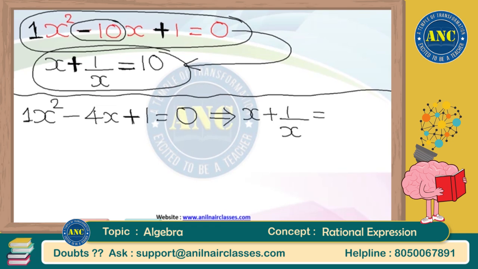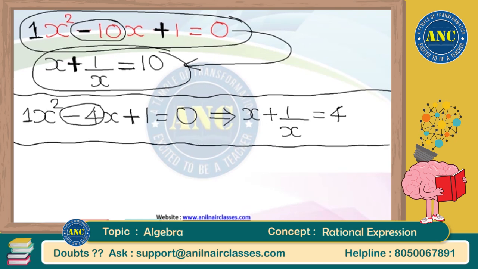Coefficient of x square is 1. Beautiful, no problem. This minus 4 shifted to the right hand side becomes plus 4. You should not even take this much time like the way I took it to explain. You should immediately, within a second, write it. Tell me, sir, I'm more interested in making you people understand and learn.